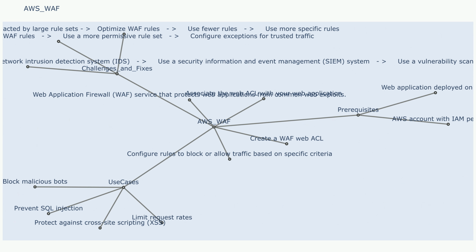Utilize a network intrusion detection system (IDS) to monitor network traffic for suspicious activity and alert security teams. Deploy a security information and event management system to centralize security logs and events, enabling detection and response to security incidents. Regularly conduct vulnerability scans to identify and remediate security weaknesses in the web application. Engage in penetration testing to simulate real-world attacks and uncover potential vulnerabilities that might be missed by automated tools.